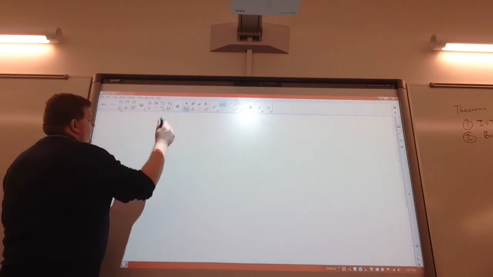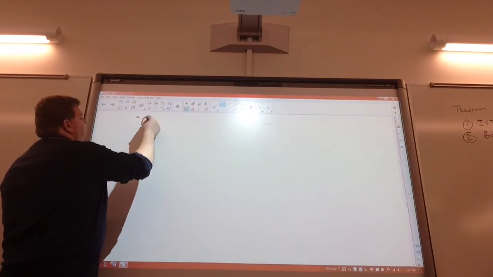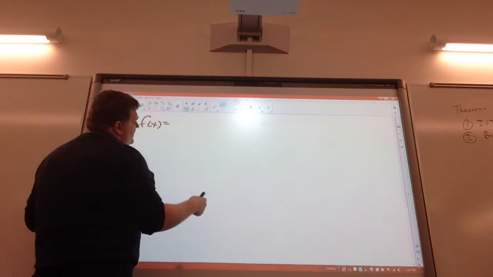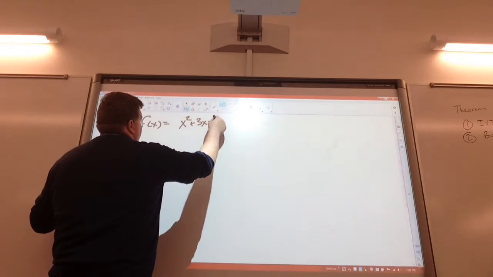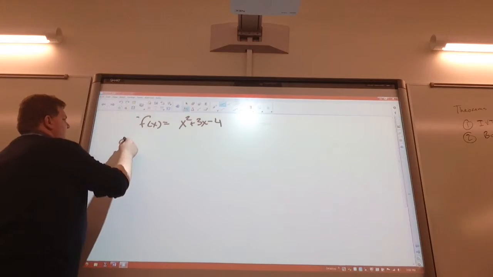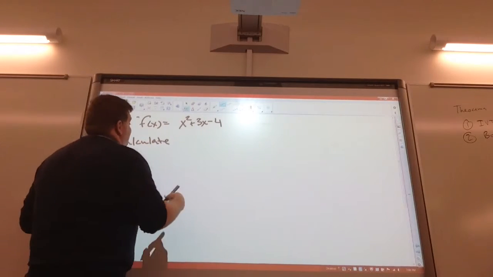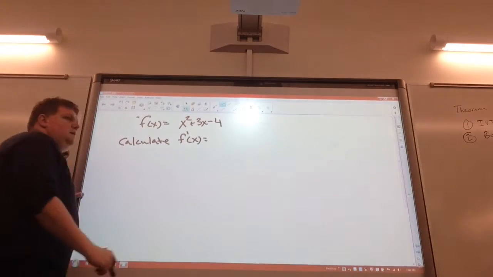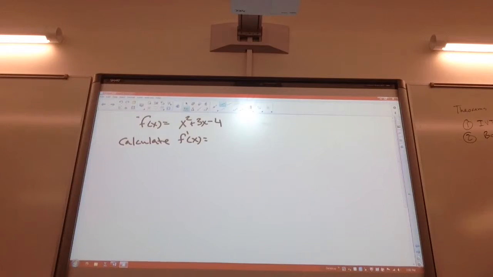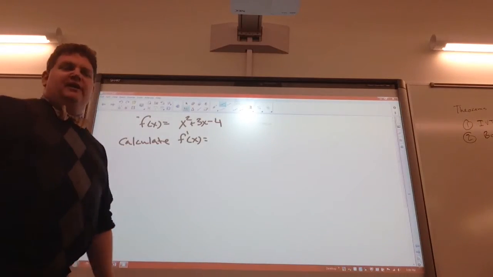So we'll start off with f of x equal to, we'll keep it simple, x squared plus 3x minus 4. So we want to calculate, this is calculus after all, f prime, which remember just means the derivative of f of x. This time there's no point defined. So there's no x equals 5, or let a be 2, or anything like that defined here.